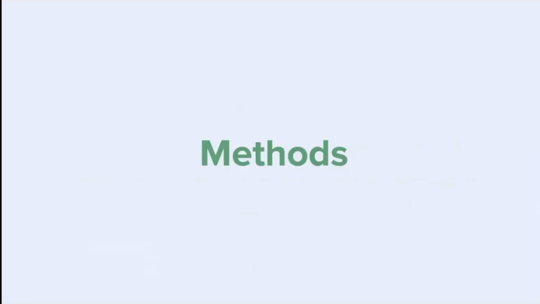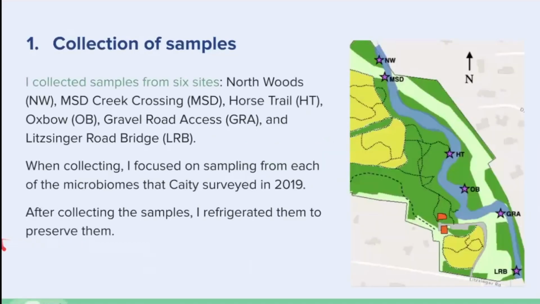Methods. So, this is divided into 4 steps. First off, obviously, is collecting samples. So there were 6 sites where I collected samples: North Woods, the MSD Creek Crossing, Horse Trail, the Oxbow, the gravel road access, and then at Litzinger, right around Litzinger Road Bridge.